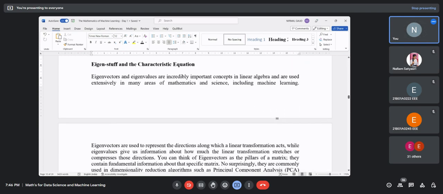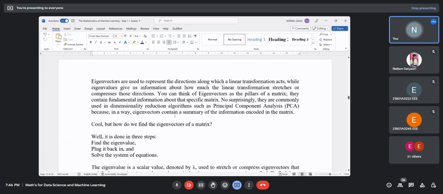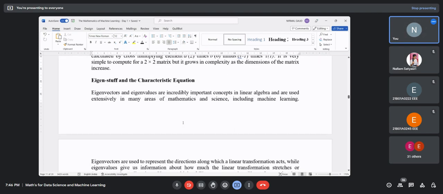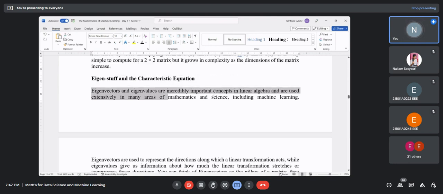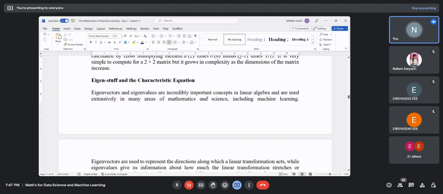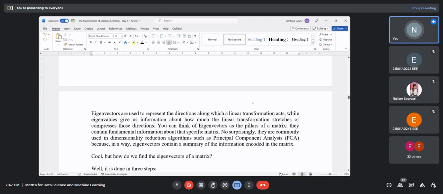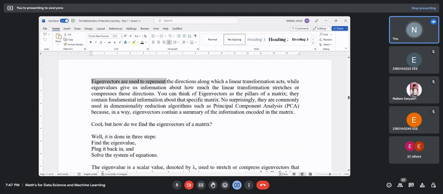All right, now eigenvalues and eigenvectors. Very much important. Eigenvectors and eigenvalues are incredibly important concepts in linear algebra, and they are used extensively in many cases of maths and science, and they are the basic foundation for machine learning. Eigenvectors are used to represent the direction along with the linear transformation. Vectors which represent the directions with a linear transformation are called eigenvectors, while eigenvalues just give us information about how much linear transformation has been performed.